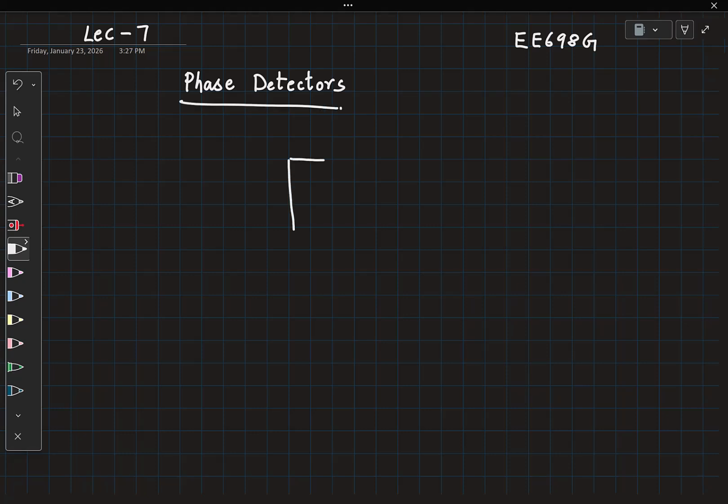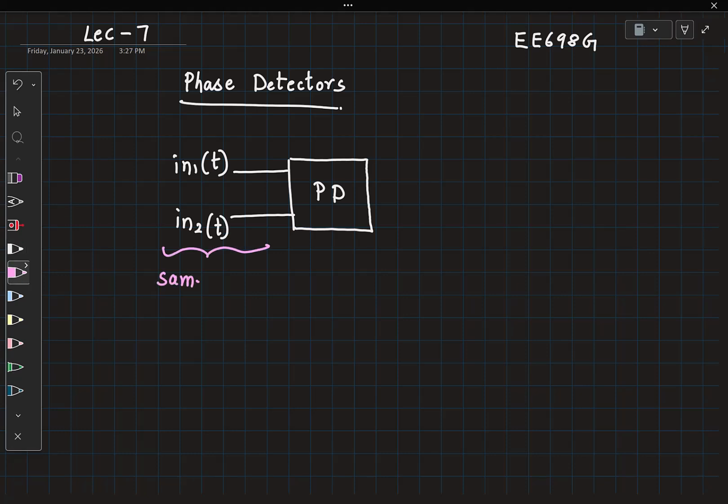So a phase detector, abbreviated as PD, takes two signals as input. Let's say this is in1 of t and in2 of t. Both these signals have the same frequency. As you will see later, it is not necessary that both the signals need to have the same frequency. Some phase detectors can detect phase error as well as frequency errors. But for now, because we are using this phase detector in a delay lock loop, we are dealing with two signals that have the same frequency, just that they have a delay or a phase error between them.